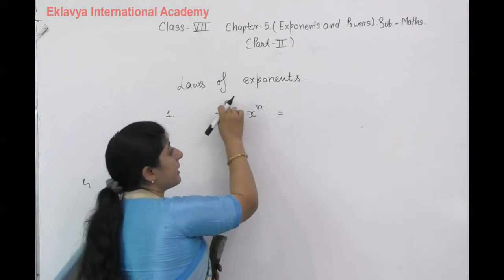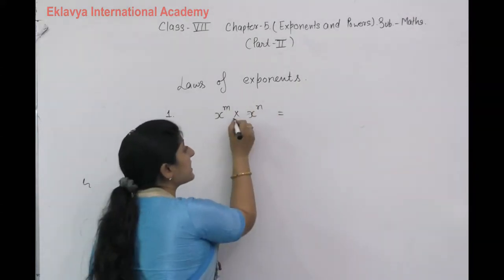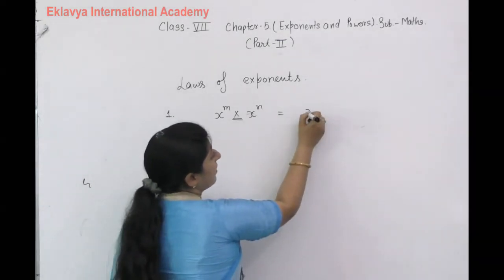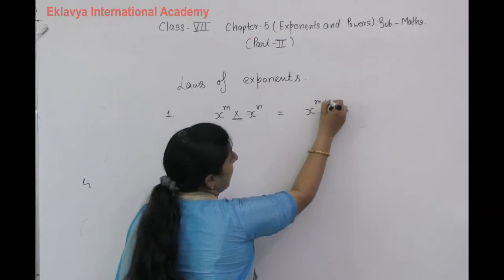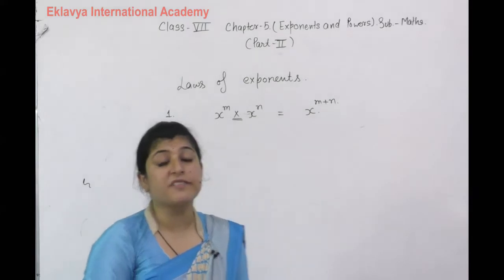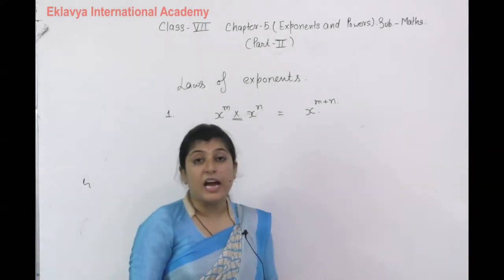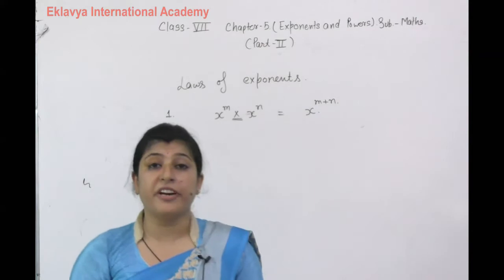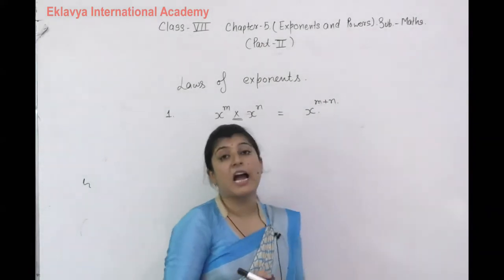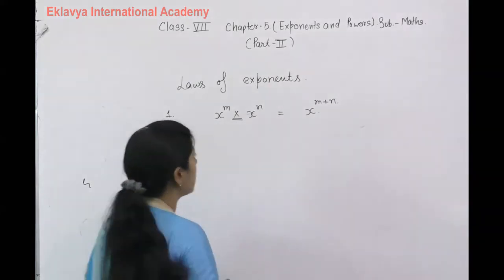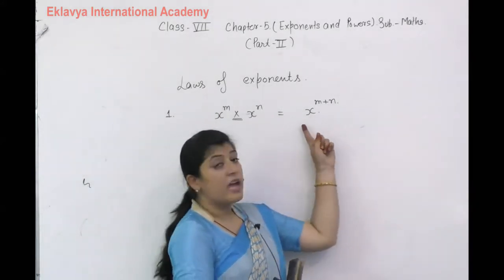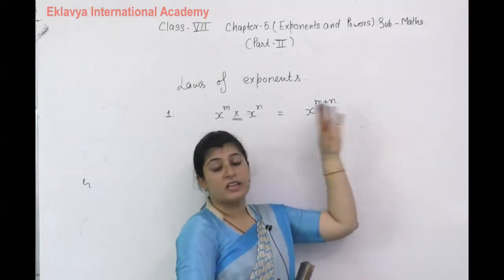If the base is the same and the power is different and it is in multiplication, we are taking the product, then on the same base we add the powers. The first law of exponents: when the base is the same and the powers are different, in multiplication, the powers will be added to the same base. So x power m multiplied by x power n is equal to x power m plus n.